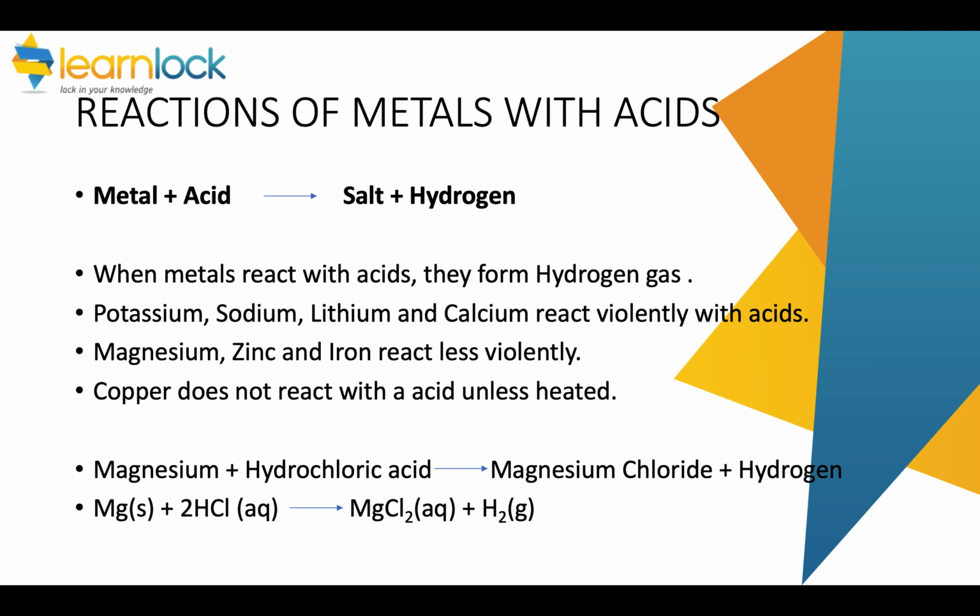When you react a metal with acid, you make a salt and hydrogen comes off as bubbles, and you can see the gas being formed. Now you can't just say salt, you need to say what salt is made. That depends on the acid. If it's magnesium and hydrochloric acid, the salt would be magnesium chloride. And there's a balanced equation there as well.